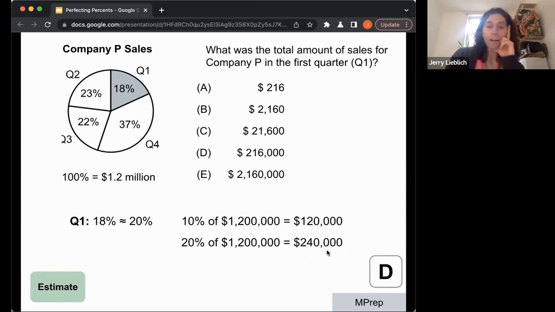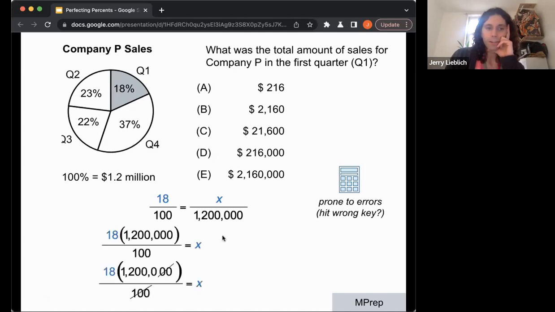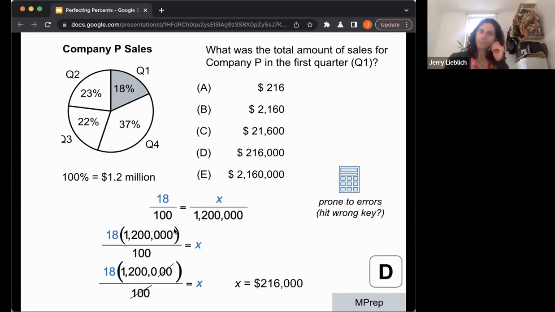If I wanted to calculate it, I could take 18% of 1.2 million. So this seems a little silly to me. I would just type in my calculator 0.18 times 1,200,000. But it's pretty easy to miscount your zeros doing something like this. So be careful as you go.